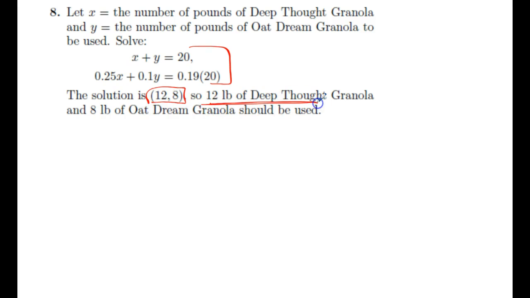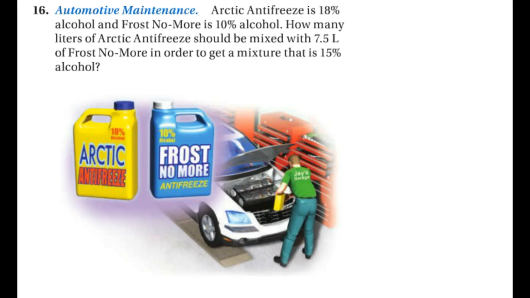It's not 12 pounds of nuts or 12 pounds of dried fruit. It's really 12 pounds of the X, which was the Deep Thought, and 8 pounds of the Y, which is the Oat Dream. So we better read carefully here.